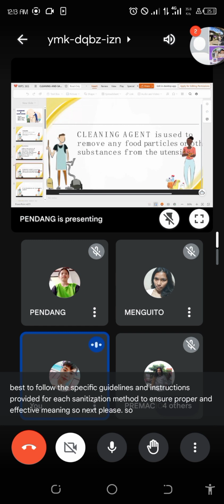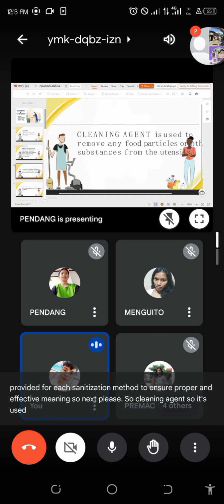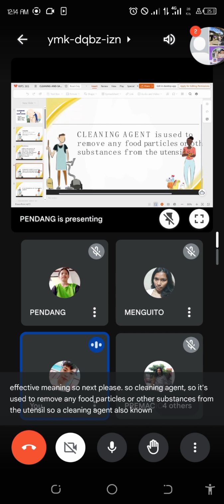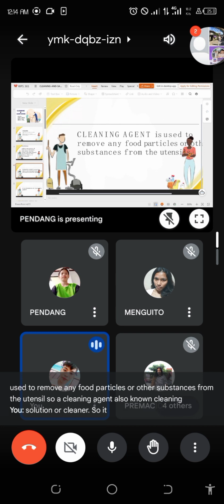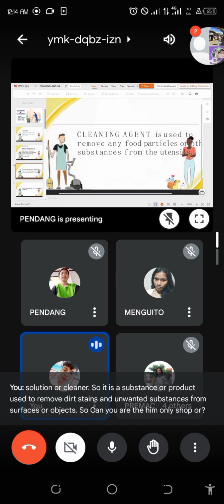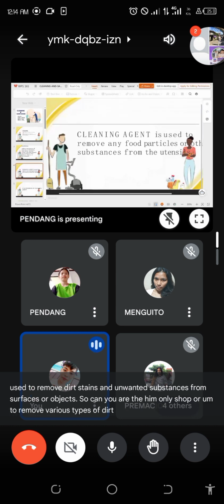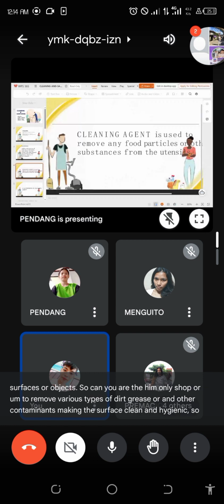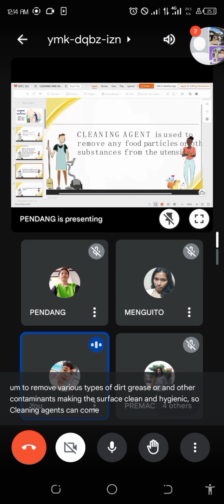So, cleaning agent. It's used to remove any food particles or other substances from the utensil. A cleaning agent, also known as a cleaning solution or cleaner, is a substance or product used to remove dirt, stains, and unwanted substances from surfaces or objects. It is made to remove various types of dirt, grease, oils, and other contaminants, making the surface clean and hygienic. Cleaning agents can come in various forms, including liquids, powders, sprays, foams, and gels.